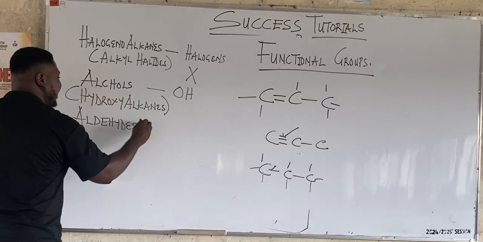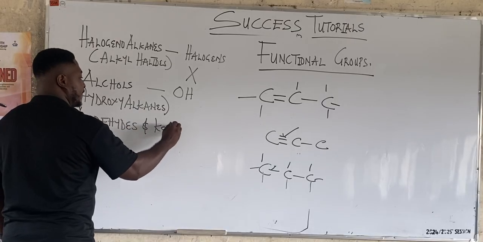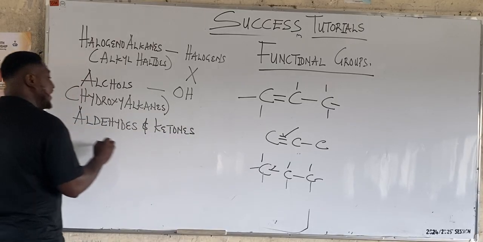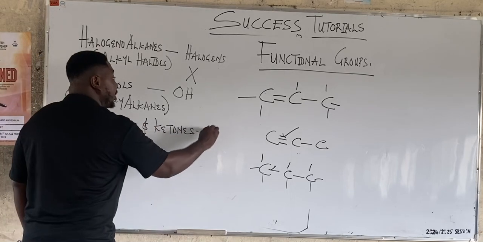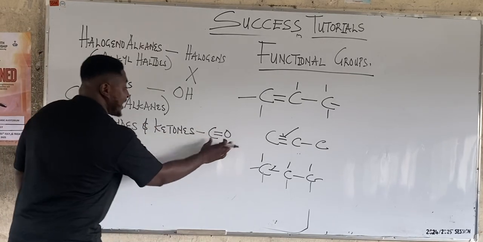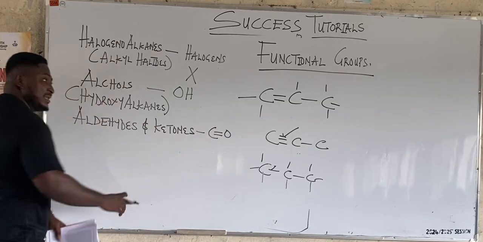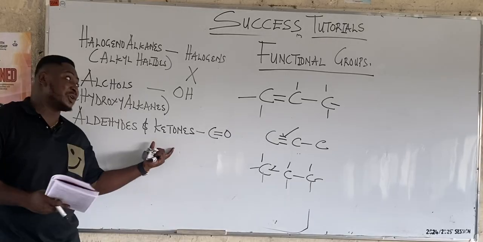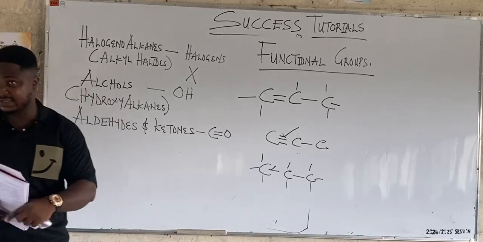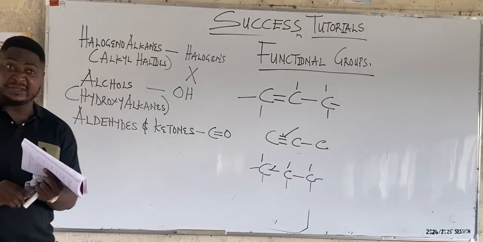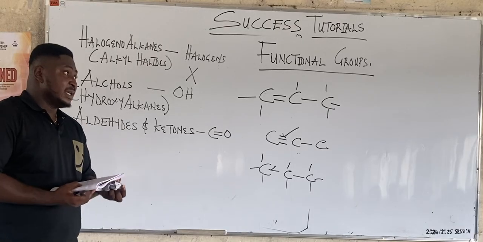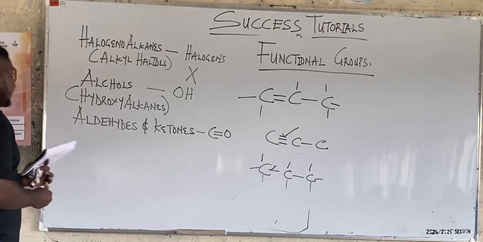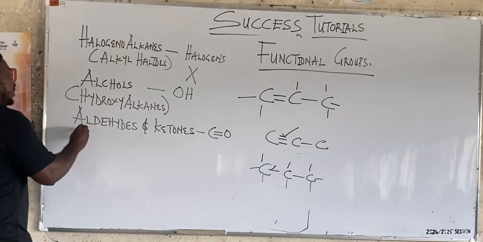So aldehydes and ketones, aldehydes and what? After aldehydes and ketones, who is the major functional group? Yes, the carbonyl functional group, C double bond O. The carbonyl functional group is the major functional group between these two classes. Notice I'm mentioning these two together because they have the same functional group but different positions. Follow this. After aldehydes and ketones, we have alkanoic acids.